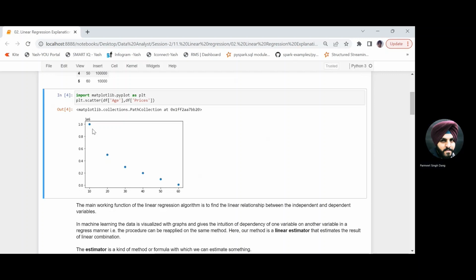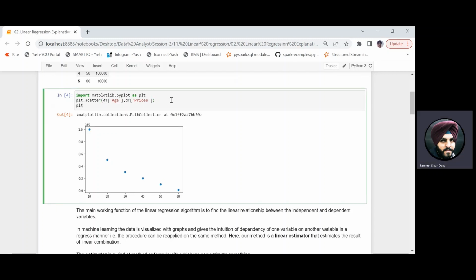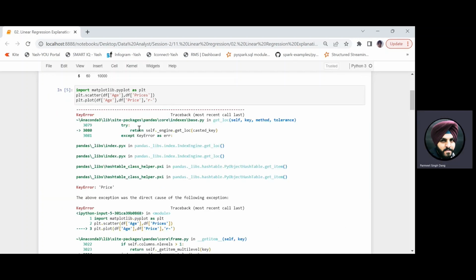If I want to draw a line, let us also draw plt.plot df of age, df of price, and let us draw that line in red color. Let's try to see.